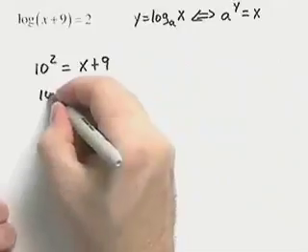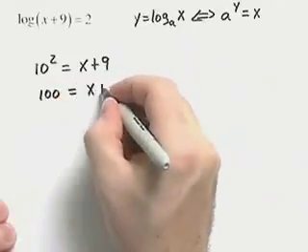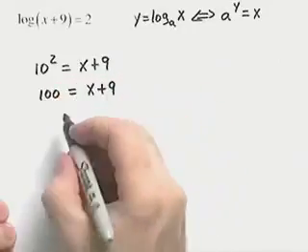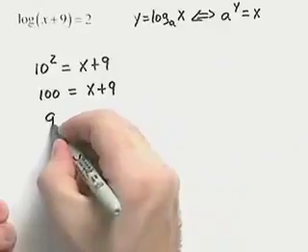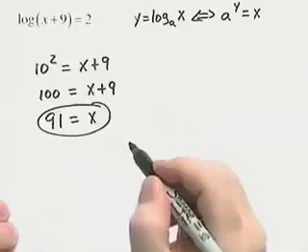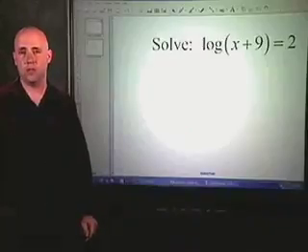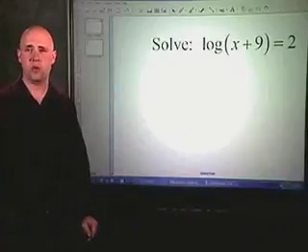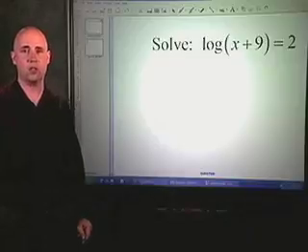10 squared is 100, so 100 equals x plus 9. Subtract 9 from both sides, we get that x is equal to 91. Now that we've solved this equation algebraically, let's move to our smartboard interactive whiteboard and solve it using a graphing utility.